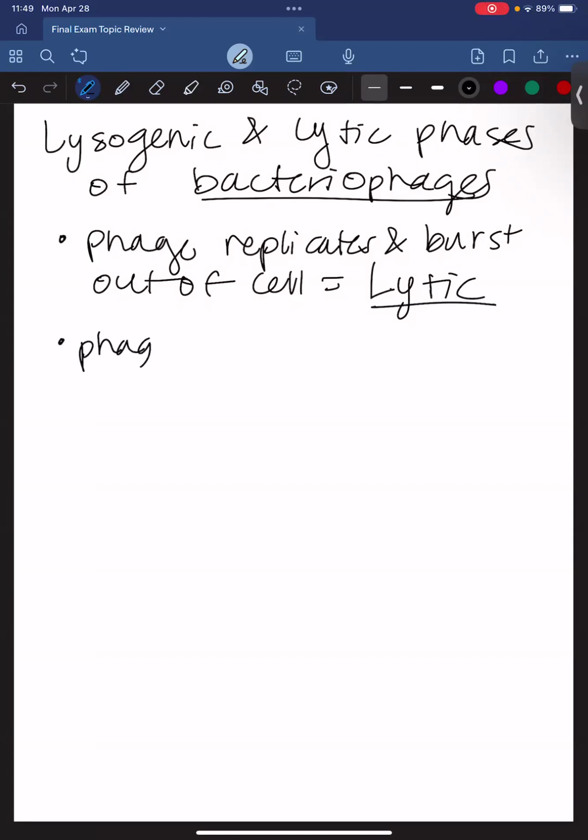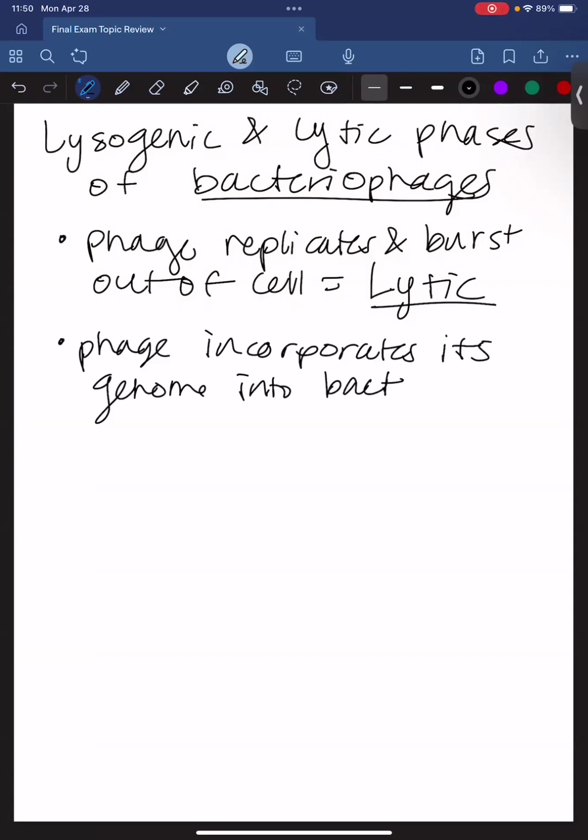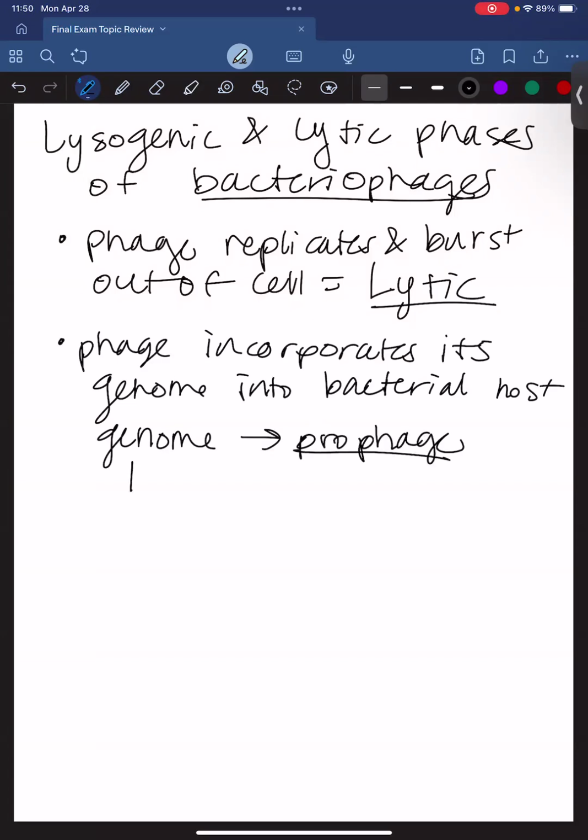If the phage incorporates its genome into the bacterial genome, this makes it a prophage. And this is part of the lysogenic phase or cycle.